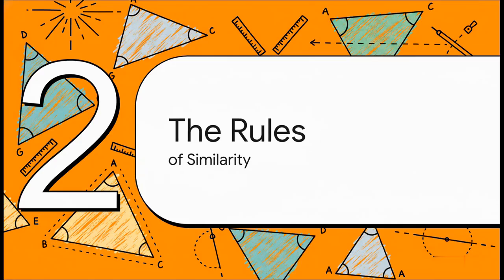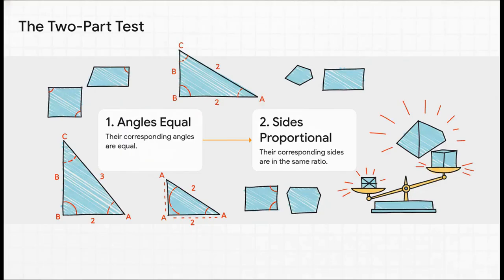Okay, but what about more complicated shapes? You know, the kind we need to solve our big measurement puzzle. Well, for those, we can't just kind of squint and say, yeah, they look the same. We need some hard and fast rules to prove it. So for any two shapes to be officially mathematically similar, they have to check two boxes. First, all their matching angles have to be exactly the same. And second, all their matching sides have to be scaled up or down by the exact same amount. You need both. No exceptions.